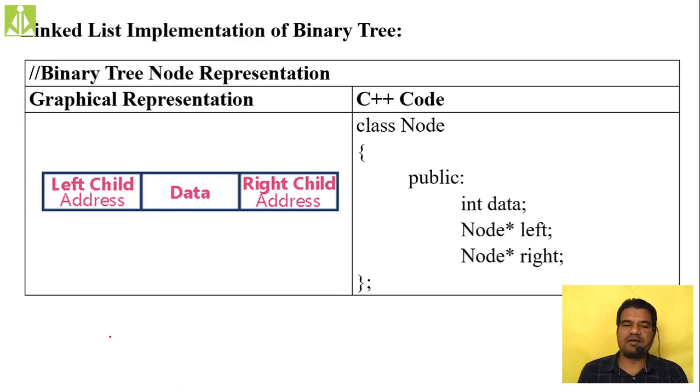So this is the graphical representation. As I said, the center part will be the data. The left side will have the left pointer, used to point to the left child. The right side will have the right pointer, used to point to the right child.